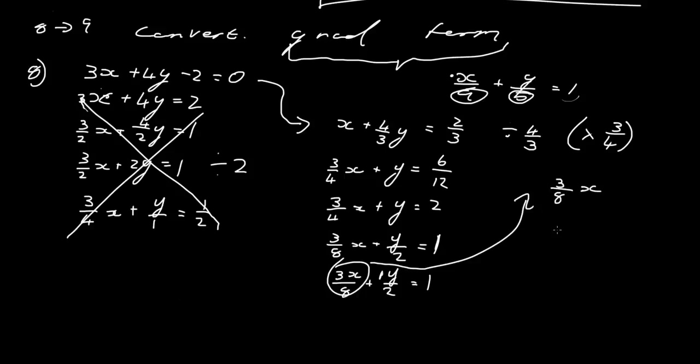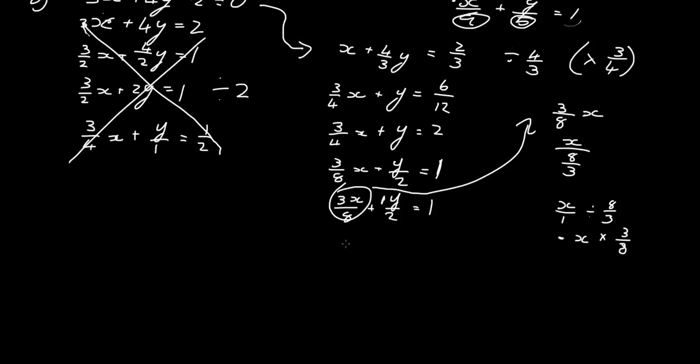Now this can also be written as x over 8 over 3. If we tip it, we end up with x over 8 over 3. Because this is the same as saying x over 1 divided by 8 over 3, which is equal to x times 3 over 8. So you see now what I've done there is valid. So we write it like that, and then we will be in gradient form.